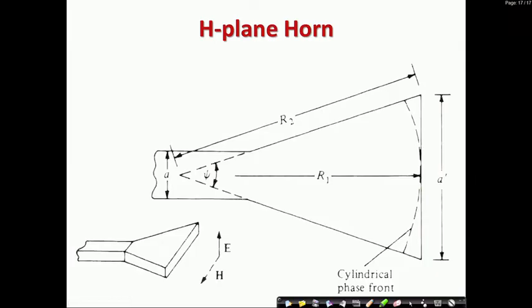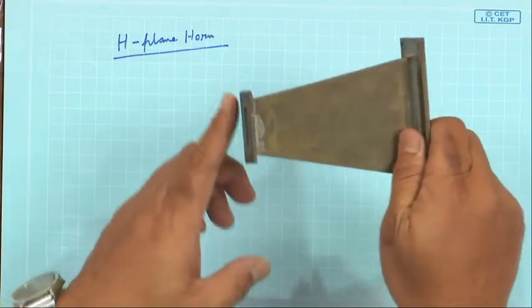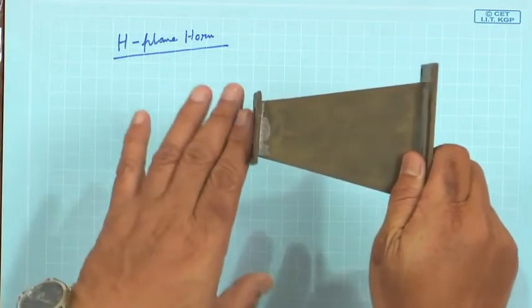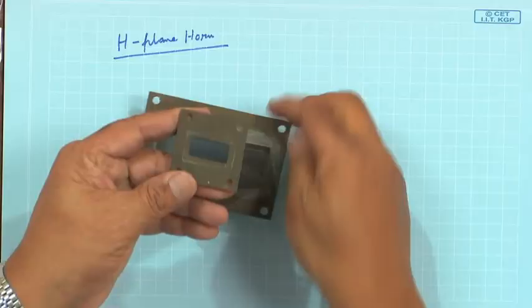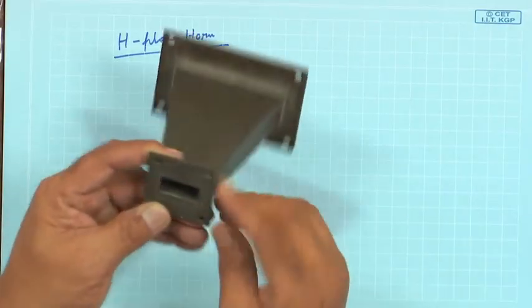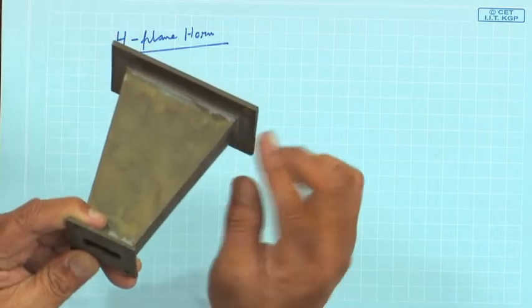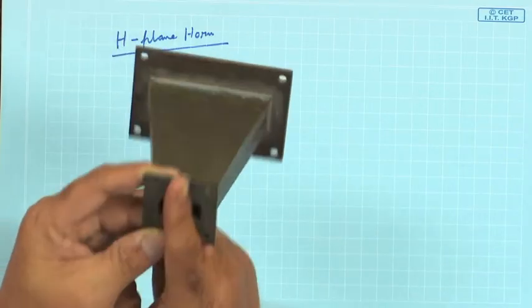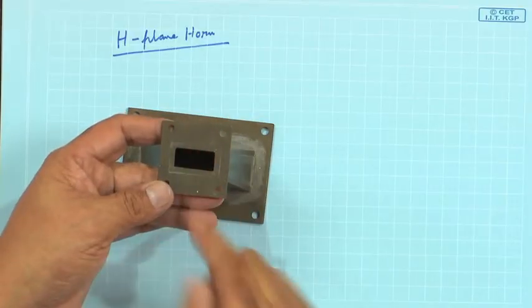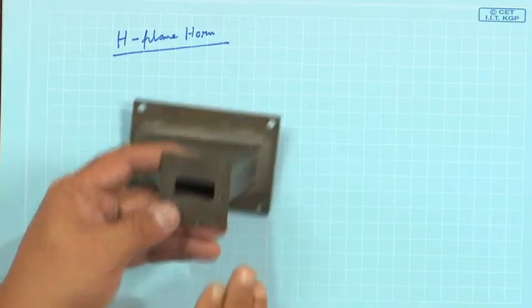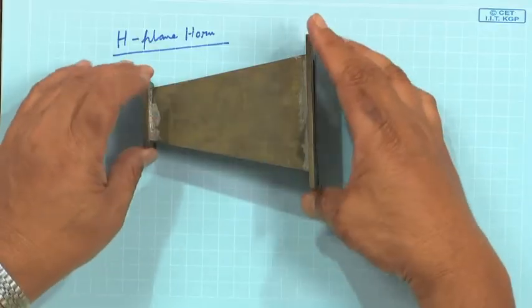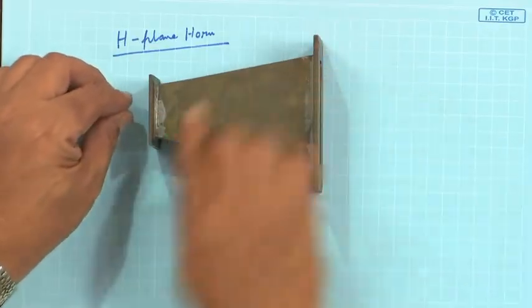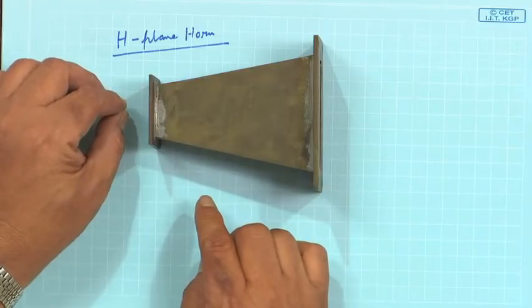So, here I show you a real H plane horn. You see the rectangular waveguide gets connected here. So, this side is a rectangular waveguide structure, and here the H plane is getting flared. The electric field is directed this way, and the magnetic field is going inside. So, this xz plane is getting flared. If I extend this line and this line, I get an apex here. So, with respect to that apex, we are now discussing.